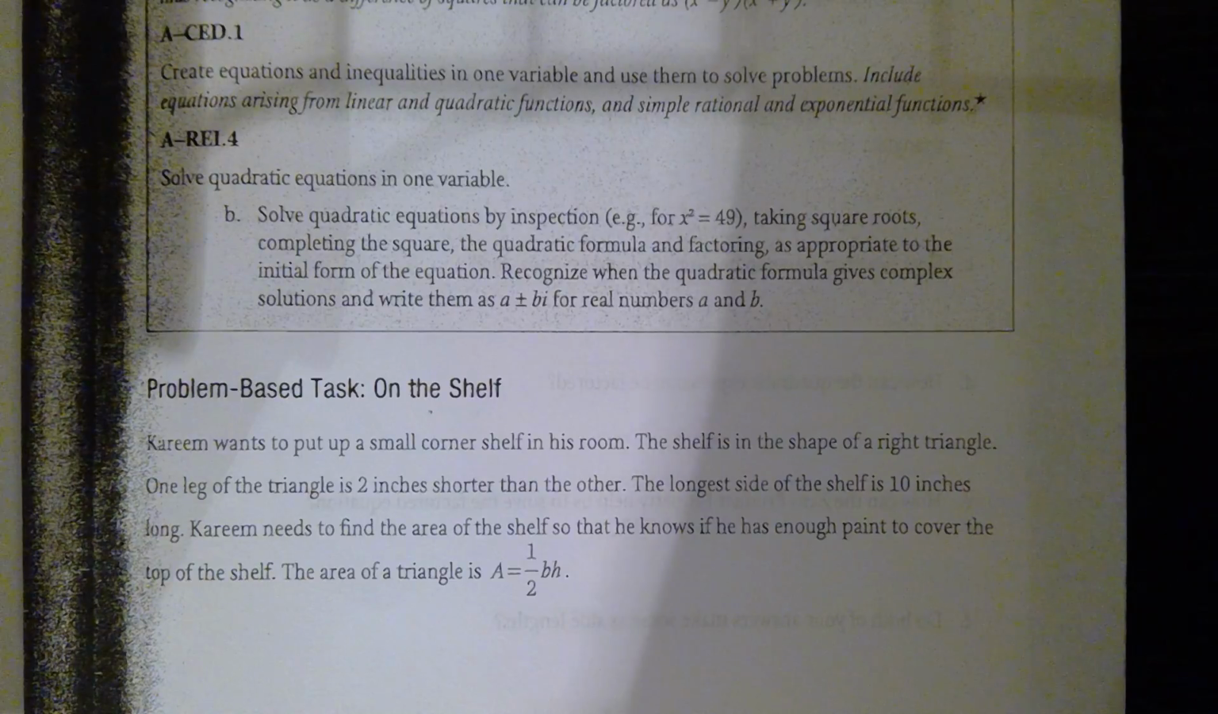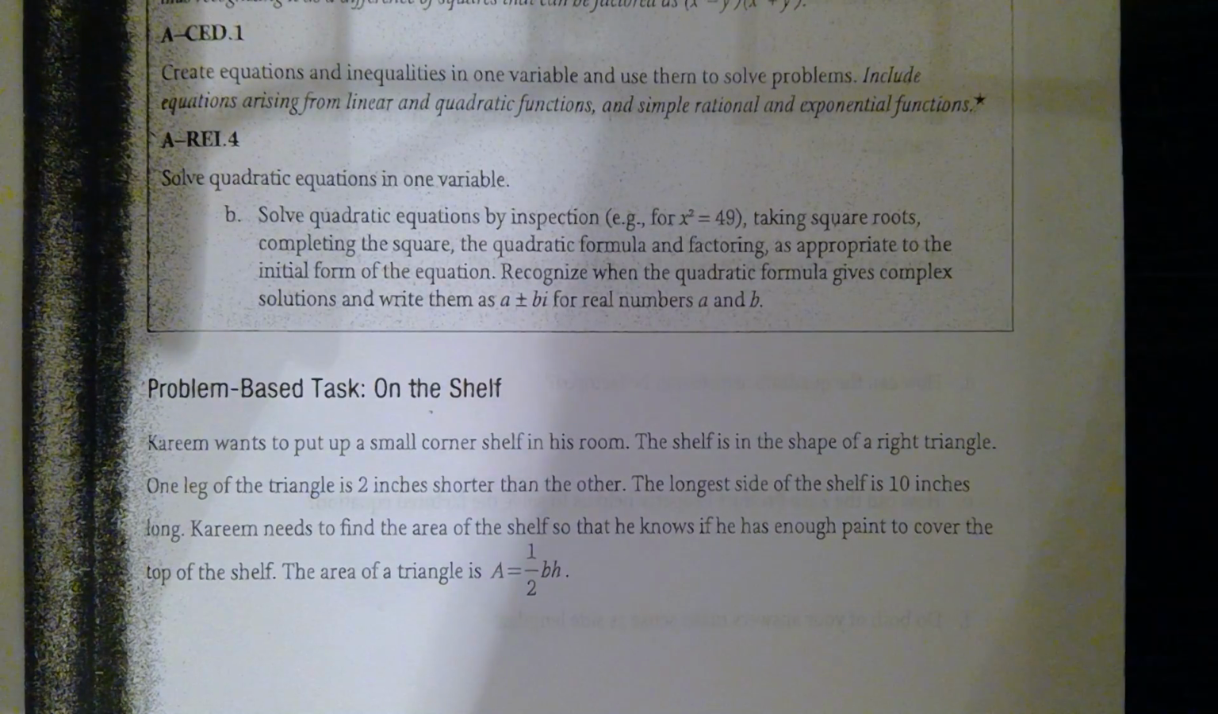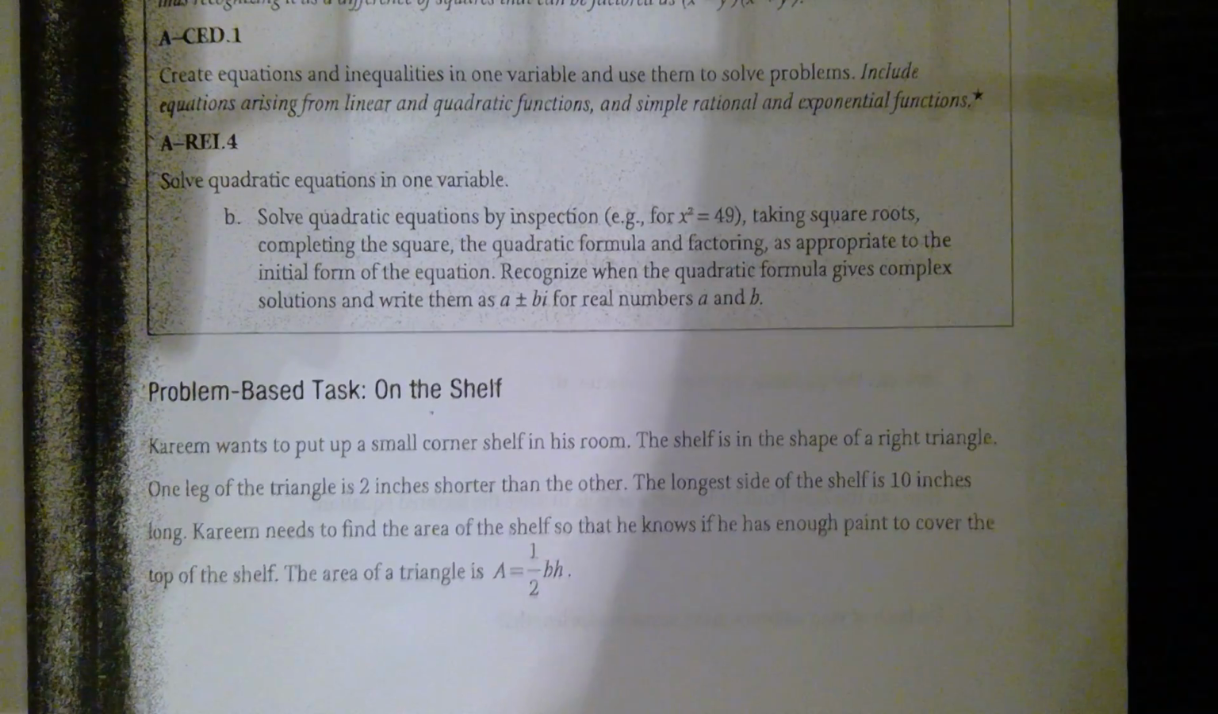So our task is Kareem wants to put up a small corner shelf in his room. The shelf is in the shape of a right triangle. One leg of the triangle is 2 inches shorter than the other. The longest side of the shelf is 10 inches long. Kareem needs to find the area of the shelf so that he knows if he has enough paint to cover the top of the shelf. The area of a triangle is area equals 1/2 base times height.